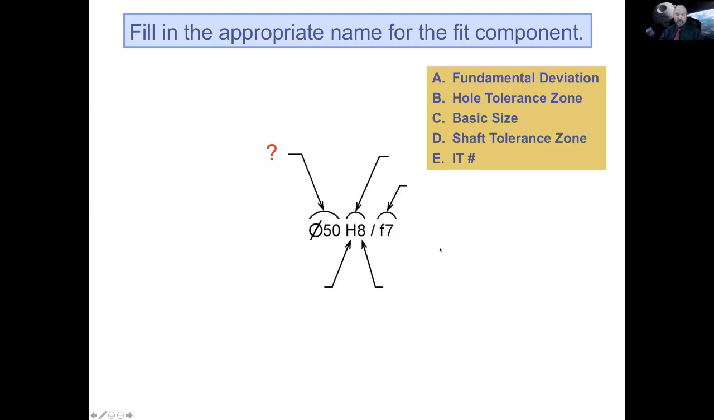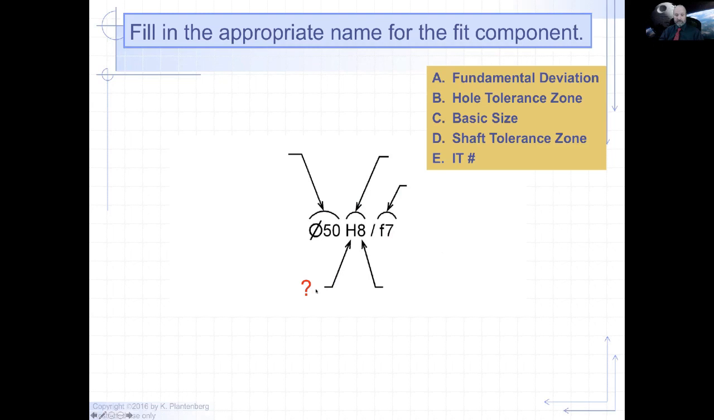All right, now what about this one? It's pointing just to the H. What is that telling you? Is that the fundamental deviation, the hole tolerance zone, the basic size, the shaft tolerance zone, or the IT number? Let's see if you can write that down, and then we'll move to the next one. The 8, what does that represent? Which of these five answers? And then H8, both of them together, what does that represent? And then F7, what does that represent?